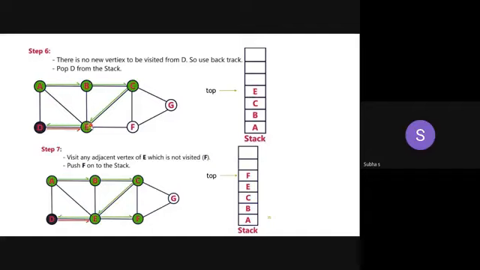Find the adjacent vertices. That means you are checking whether there is any other unvisited node. How many nodes are adjacent? Same thing: D, B, A, C and E. All other nodes are visited except F, because I have not visited F. How do we know whether a node is visited or not? By placing it onto the stack. Once I visit, I have to place it onto the stack. With that we can check whether the node is visited or not. We are marking it as 1, for our understanding. So from E there is one more vertex that is not visited, that is F. So push F onto the stack.